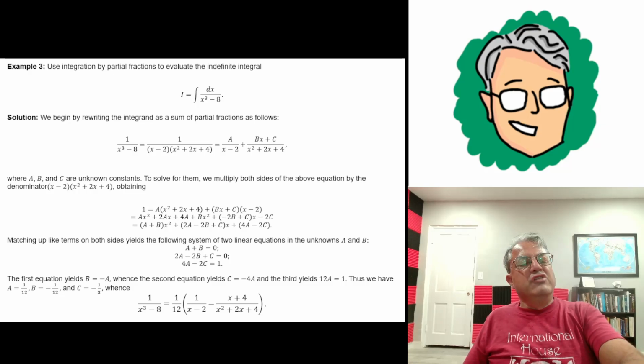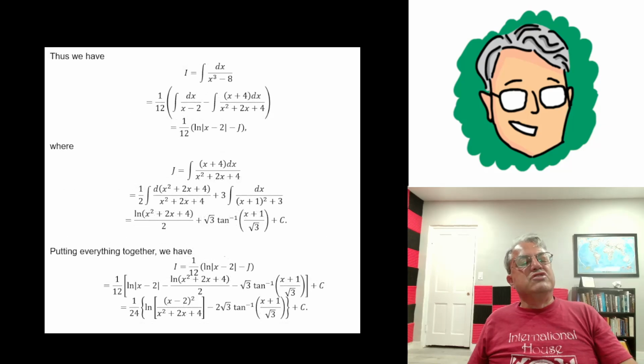So now we can rewrite the integral using this partial fraction expansion. We get I equals 1/12 times the quantity: the integral of dx over x minus 2, minus the integral of (x plus 4) dx over x squared plus 2x plus 4. The first integral here is easy. That's just the natural logarithm of the absolute value of x minus 2. And the second one I'm calling J. We have to do more work to evaluate that.